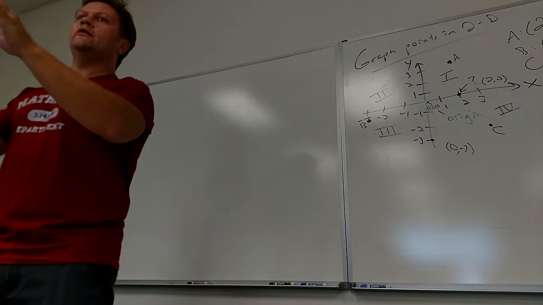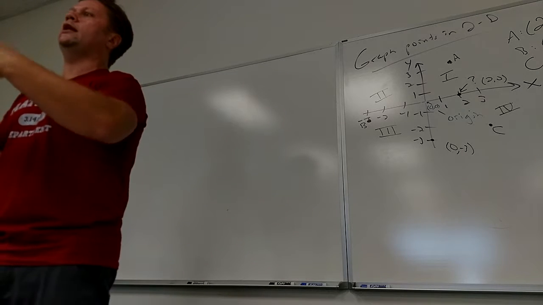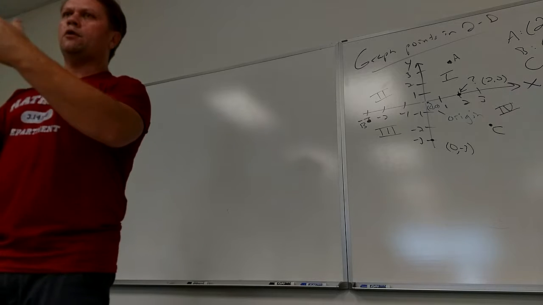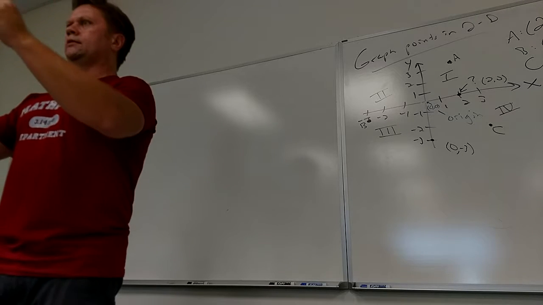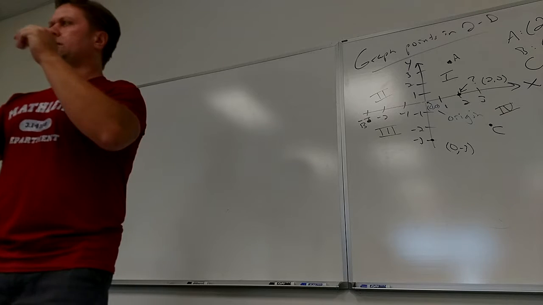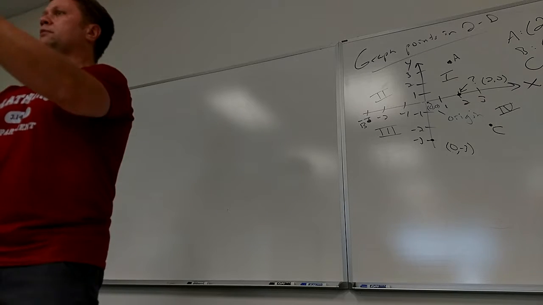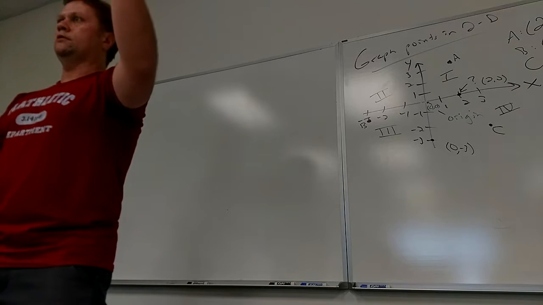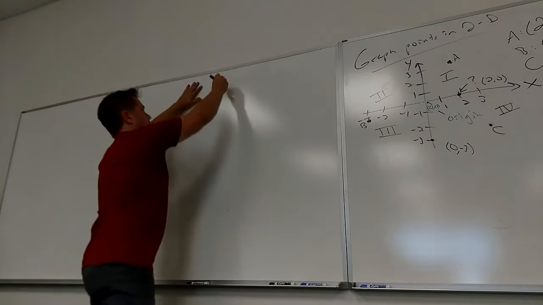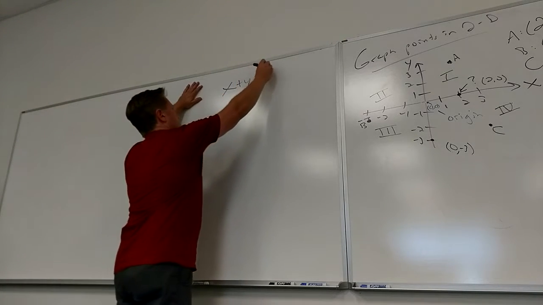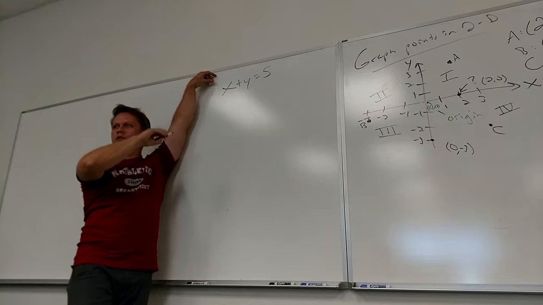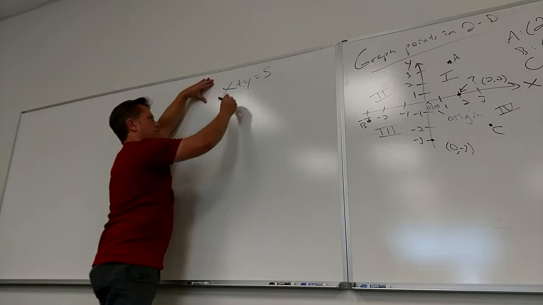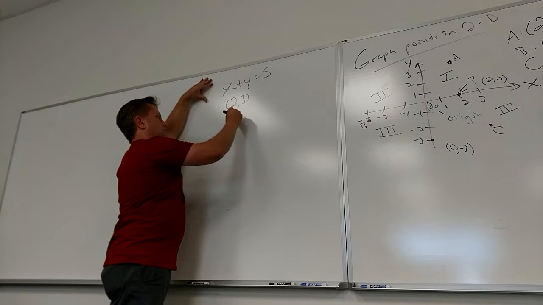So if the points come from a relationship where the x and y are related, then they have to have some kind of a shape to them. And the first type of shape we talk about are straight lines. So if I have like what we had before, x plus y equals 5, right? What were some of the answers we came up with? 2, 3, 1, 4, right?